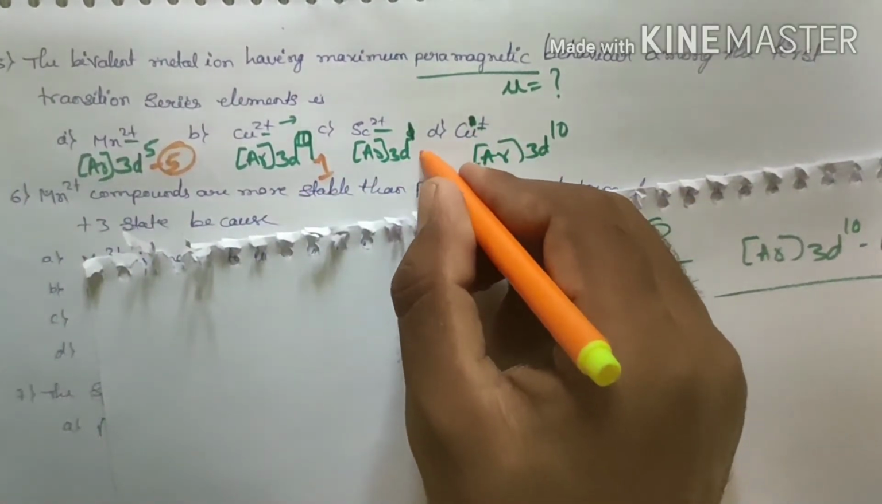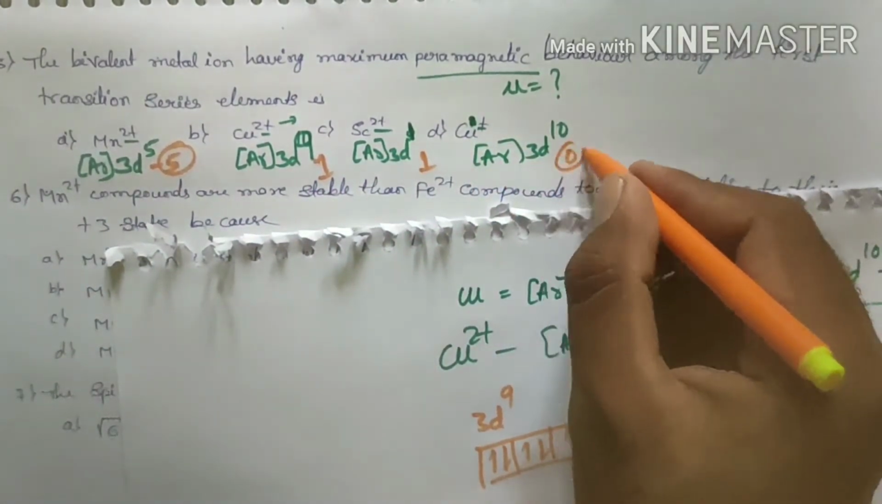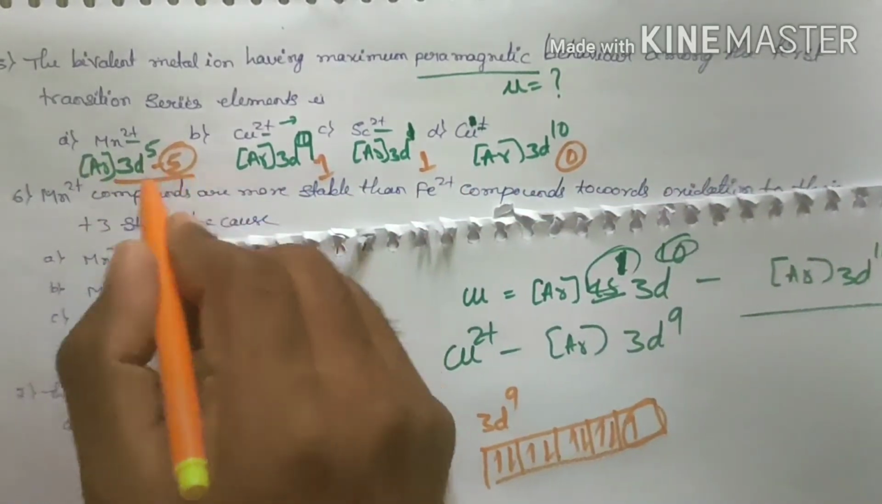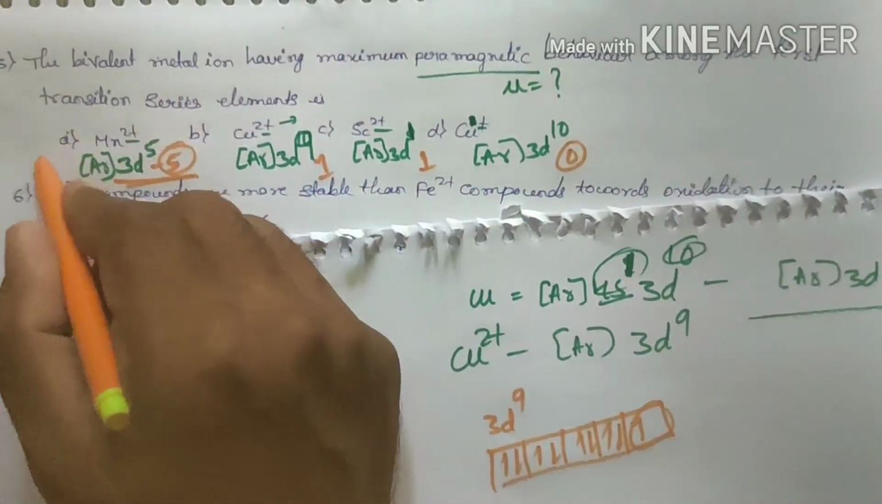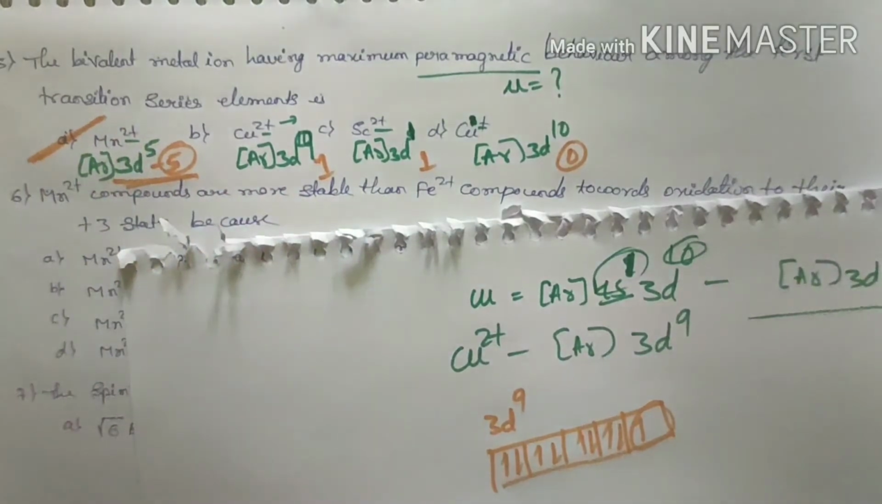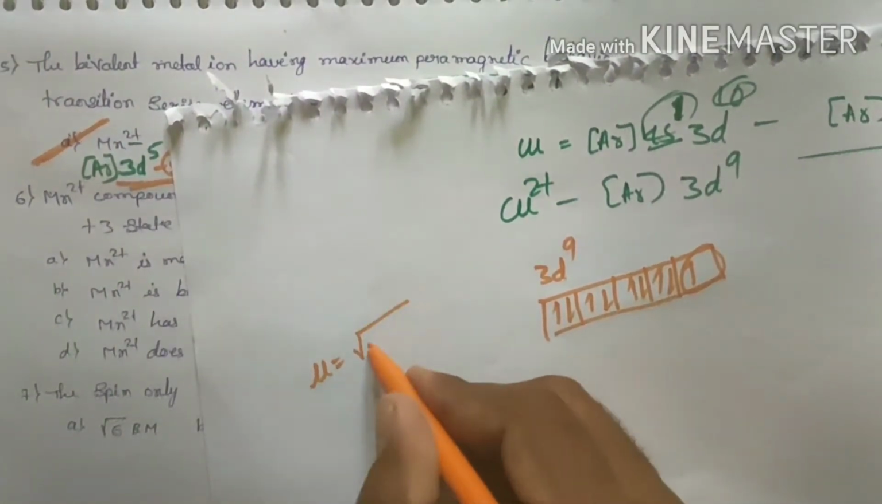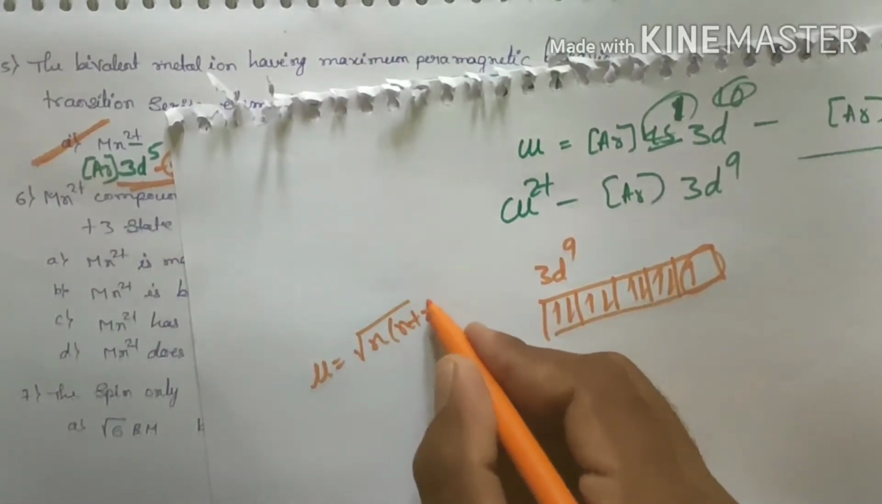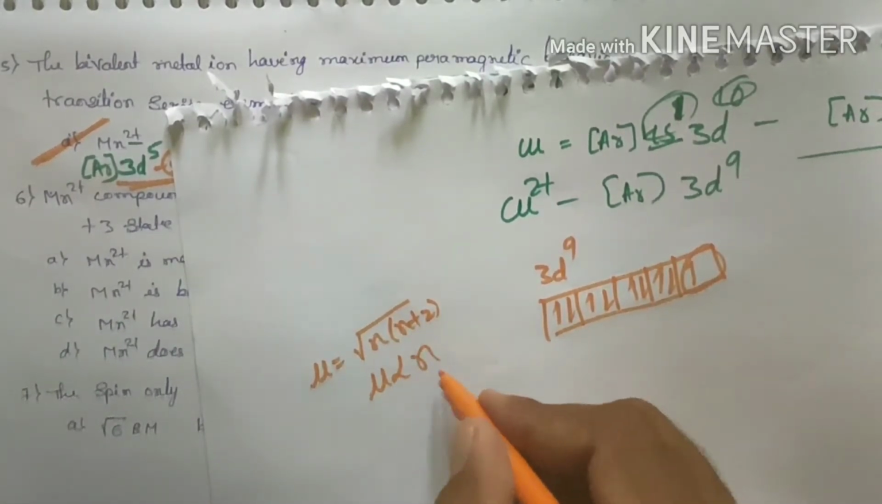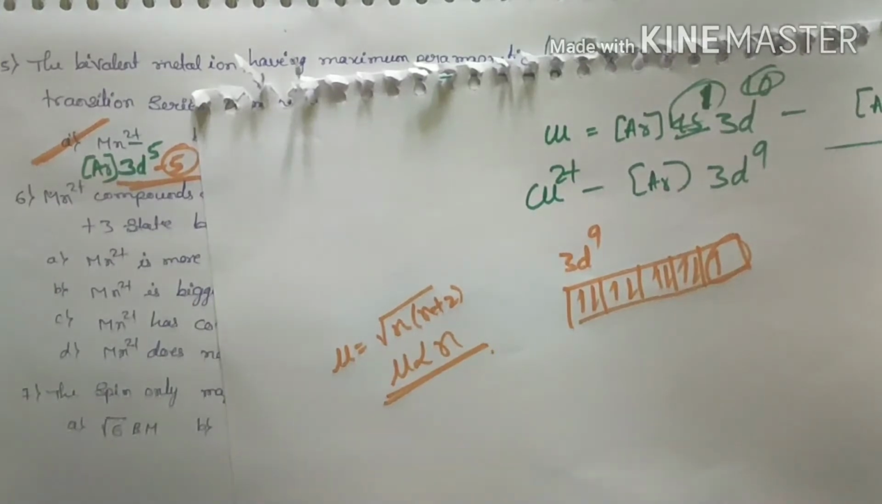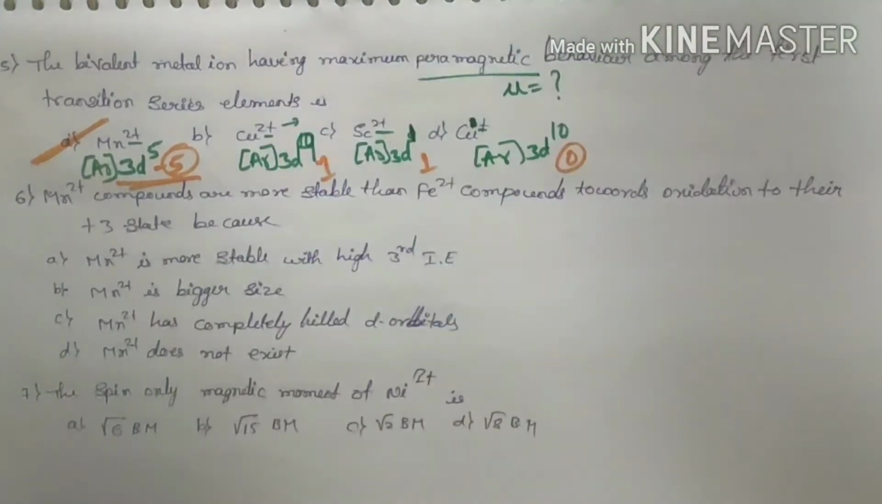Here 3d1 means there will be 1 unpaired electron. There is no zero unpaired electron. Therefore it has 5 unpaired electrons, so it has the highest paramagnetic nature, because we know that mu is equal to square root of n(n+2). Number of unpaired electrons is directly proportional to paramagnetic nature. It is very simple.